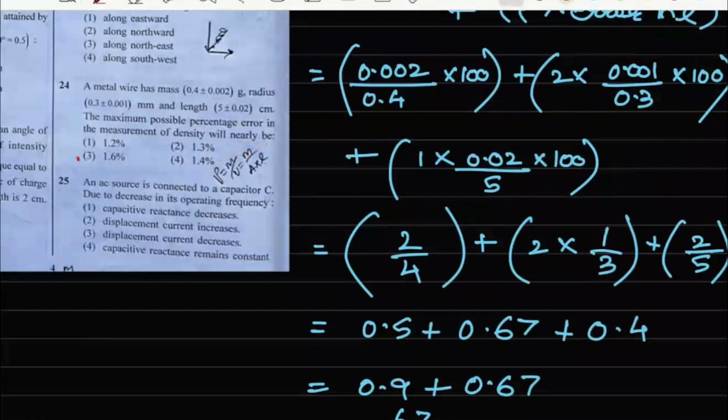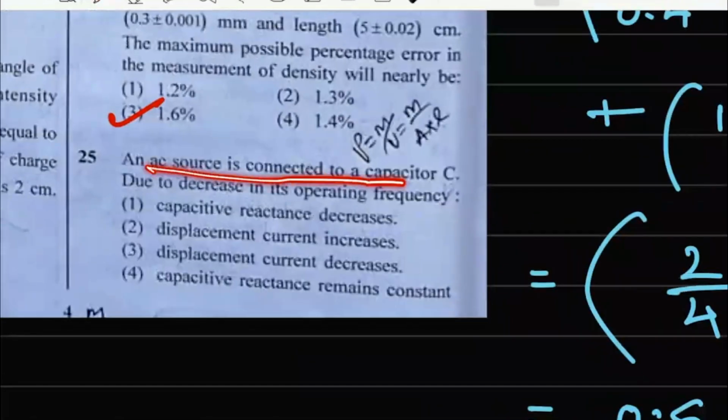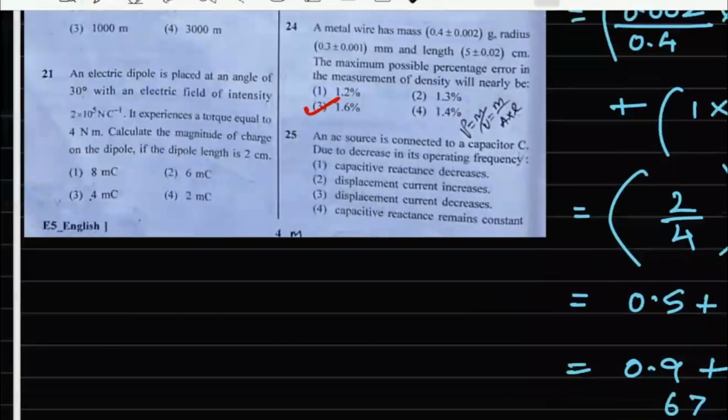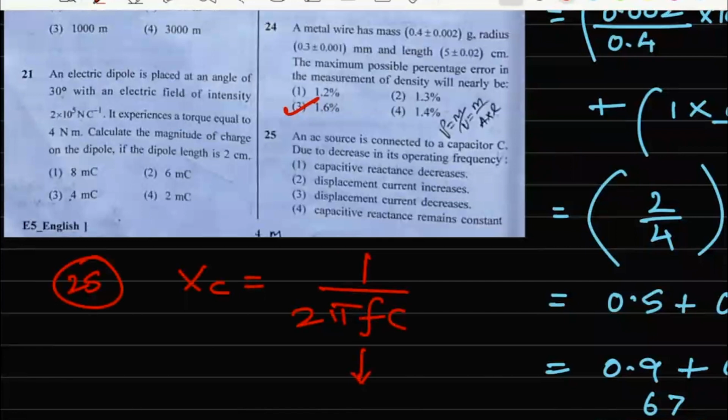Okay, so there's this one. Now an AC source is connected to a capacitor C. Due to decrease in its operating frequency, capacitive reactance. So basically, capacitive reactance is what? 1 upon 2 pi Fc. So you are going to decrease the frequency. So if F reduces, denominator goes down, this Xc value is going to go up, right? So capacitive reactance decreases, wrong.